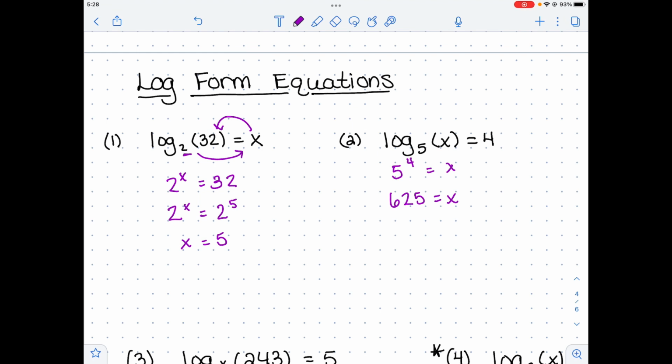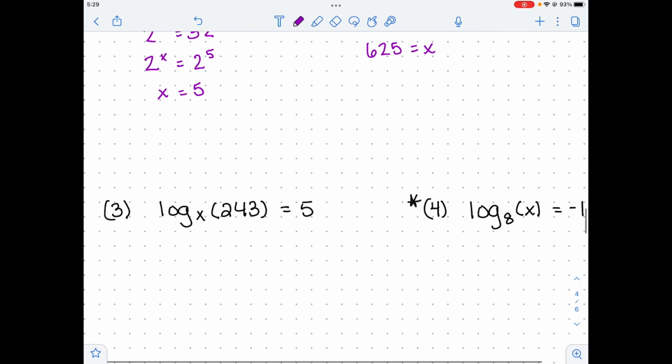All right, with number 1, I hope you realized that you had to change the bases to get 32 to have the like base 2. Change that to 2 to the 5th, and that means that x is 5. So log base 2 of 32 is 5. On the next one, we had log base 5 of x equals 4. So it's just saying 5 raised to the 4 is what? That's a really simple one.